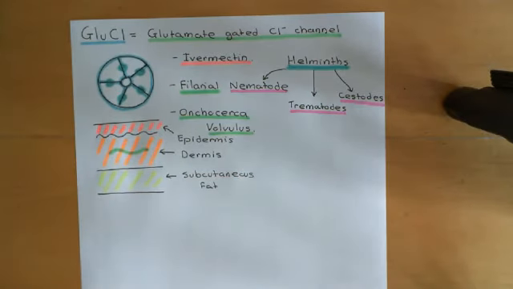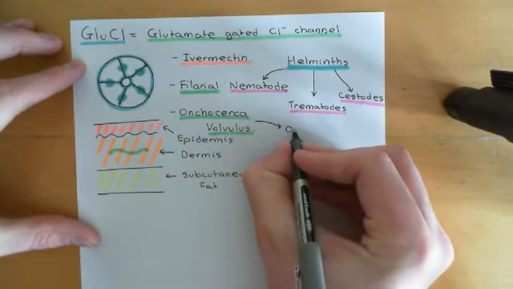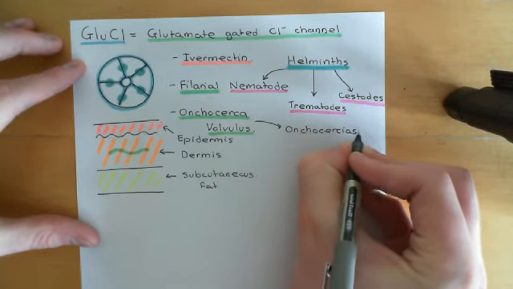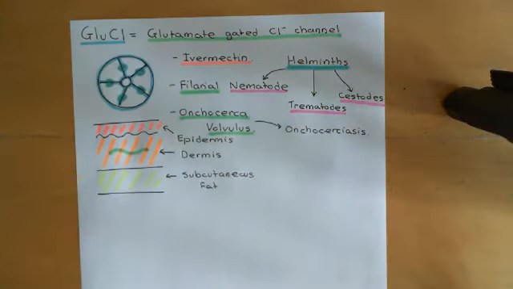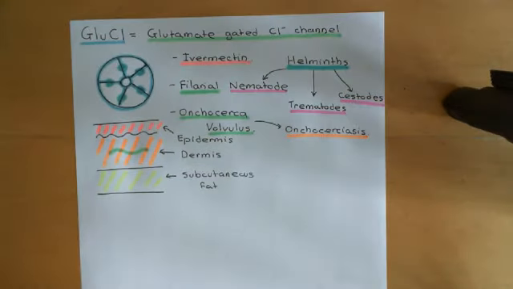Right, so let me just go through the transmission of Onchocerca volvulus. How do you actually become infected with this? By the way, the disease that Onchocerca volvulus causes is what's called onchocerciasis. Onchocerciasis is prevalent in areas of South America and also sub-Saharan Africa. It's transmitted between humans by a fly that lives in those areas called the black fly.